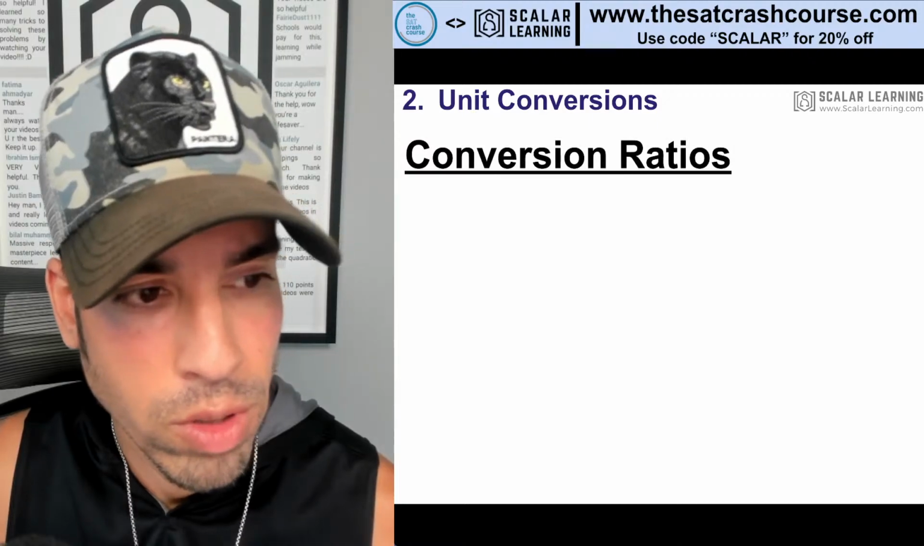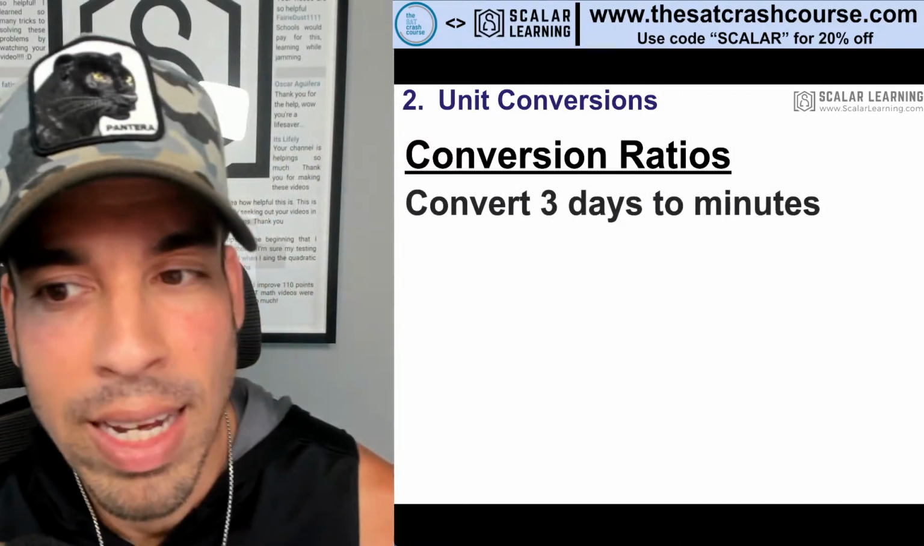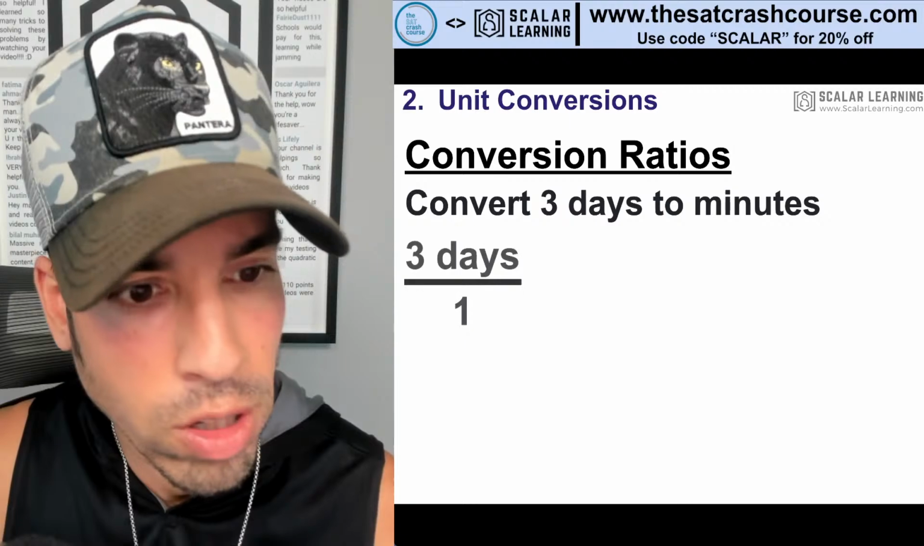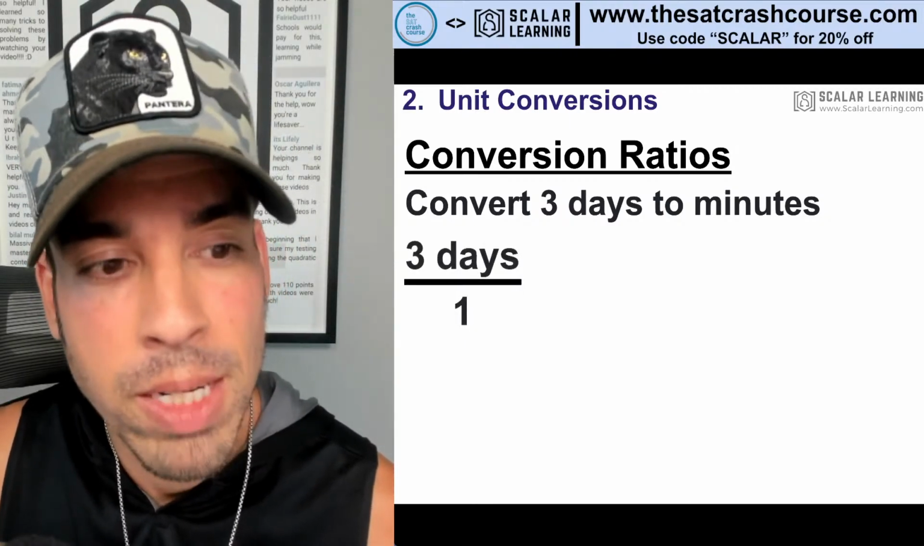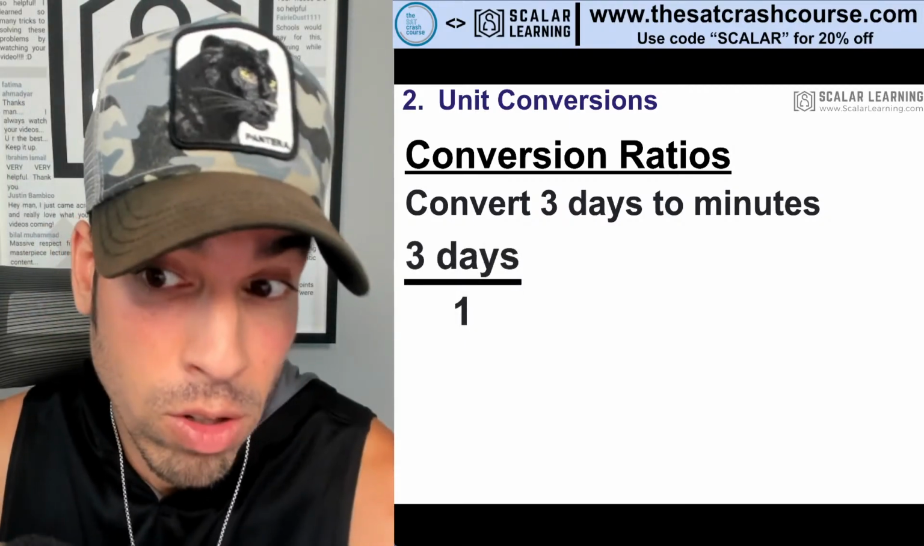Now we're going to do another example. Okay, we've got converting 3 days to minutes. So once again, what's our conversion ratio? Meaning, how many minutes are there in one day, if we know that? But maybe we don't know it.